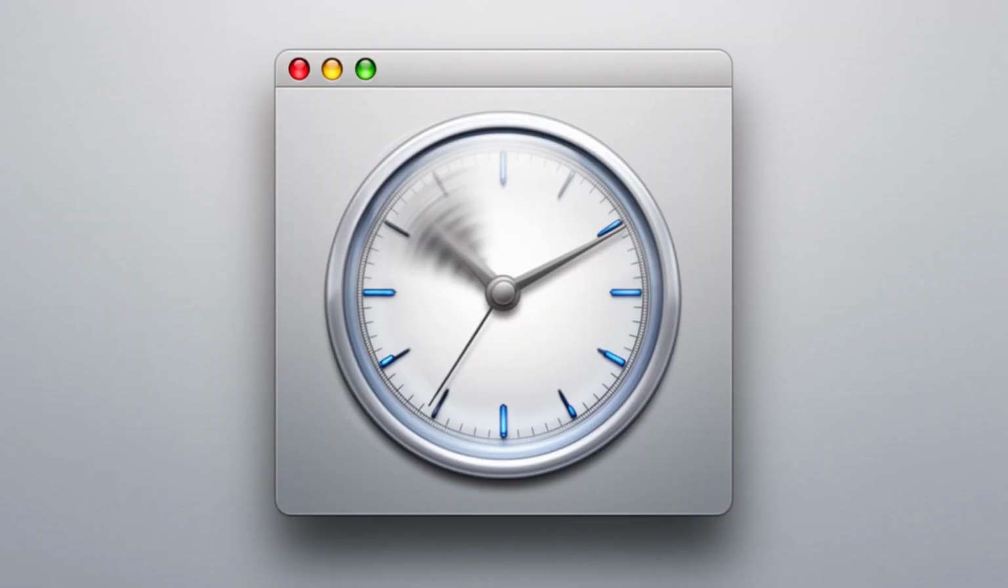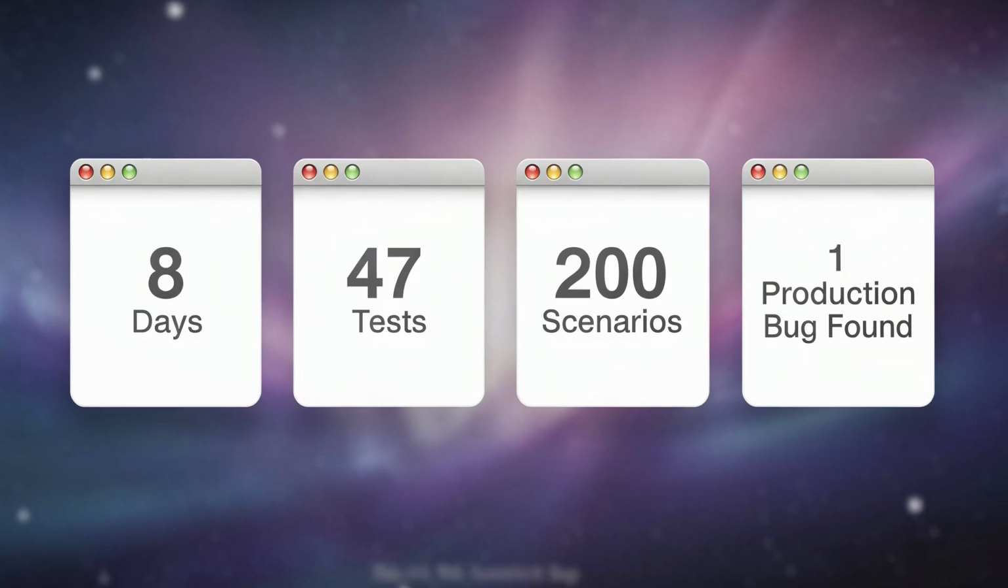Data-driven testing with TestNG DataProviders is the structural solution to this problem. Genuine equivalence class coverage. The reason most teams don't have it isn't disagreement about value, it's the cost of writing it. 3 to 4 days of copy-paste work. 3 scripts eliminated that cost. 8 days, 47 tests, 200 data-driven scenarios, 1 critical production bug found. Today I'm walking you through every script.